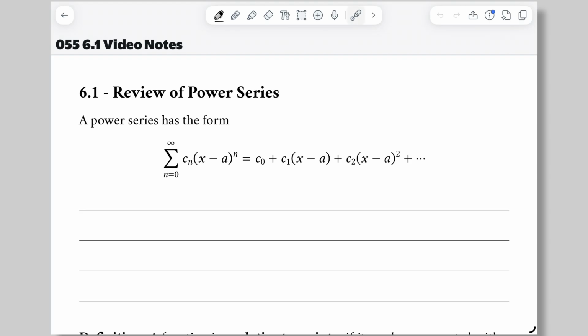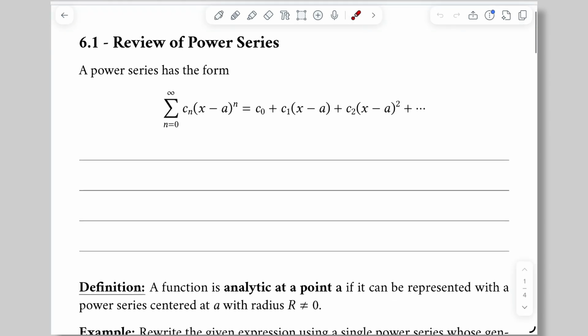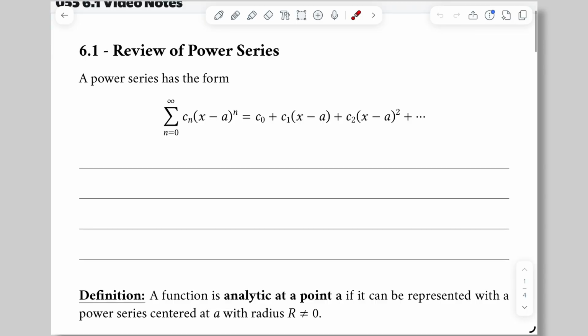Sometimes power series are the best or the only way to solve a differential equation. A power series has the form of the sum as n goes from 0 to infinity of c sub n (x minus a)^n, and the terms look like c sub 0 plus c sub 1 times (x minus a) plus c sub 2 times (x minus a) squared, and so on. In our work, a is going to equal 0.